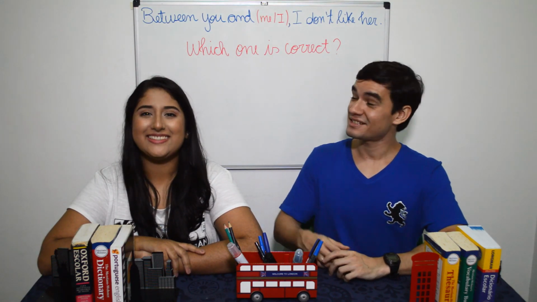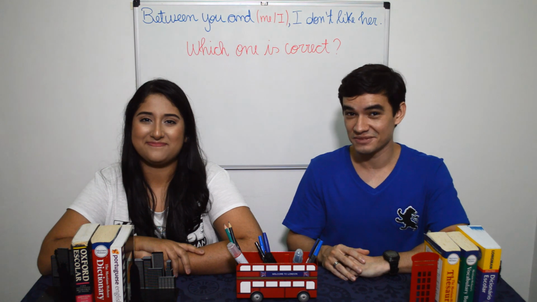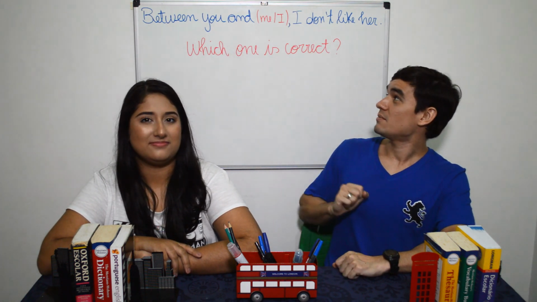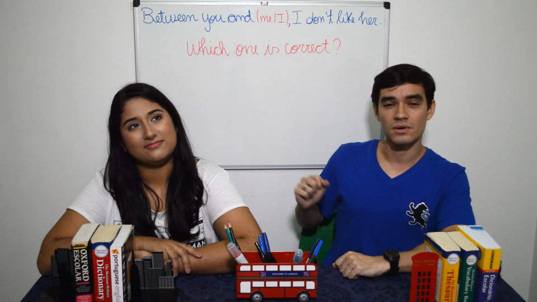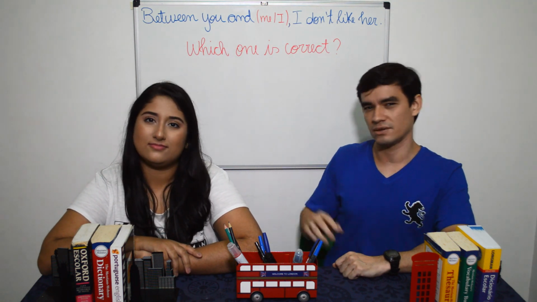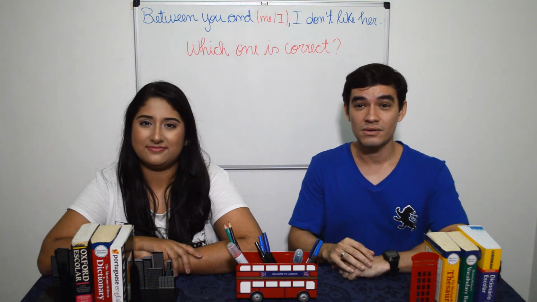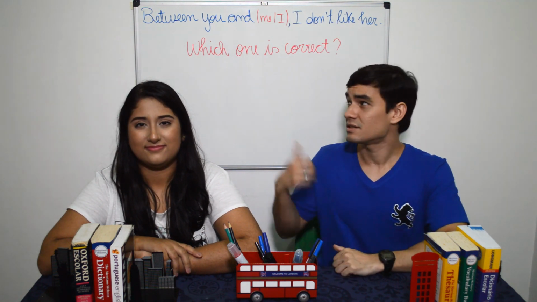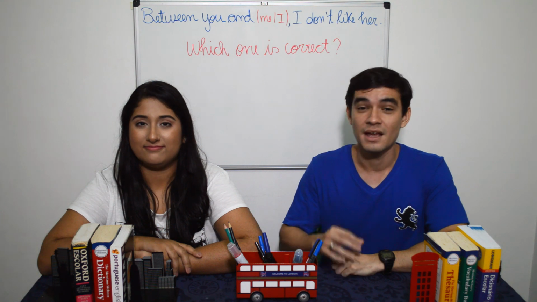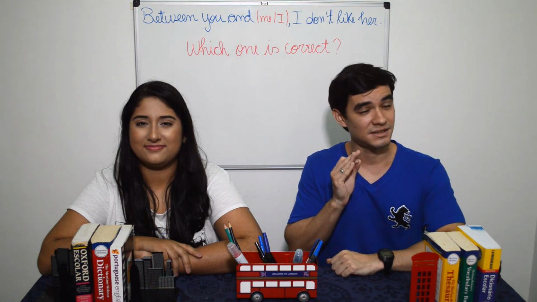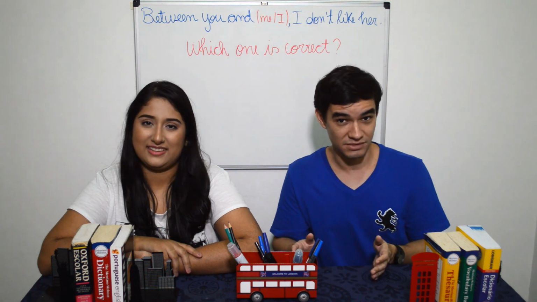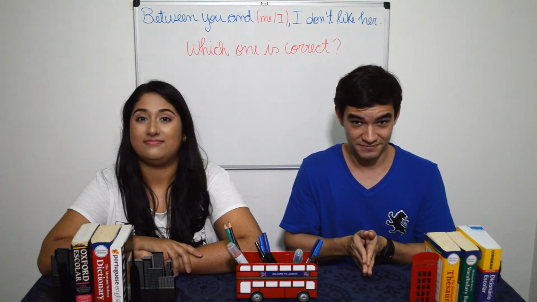To finish, let's give the answer to today's challenge. What's the correct form in the sentence? Between you and me, I don't like her, or between you and I, I don't like her? Well, maybe some of you could think that it's I, since it's at the beginning of the sentence. But remember that this is not what differentiates a subject pronoun from an object pronoun. It's the function of it.